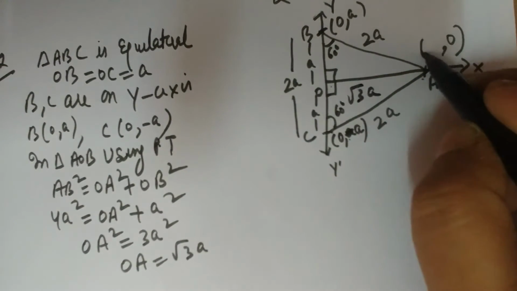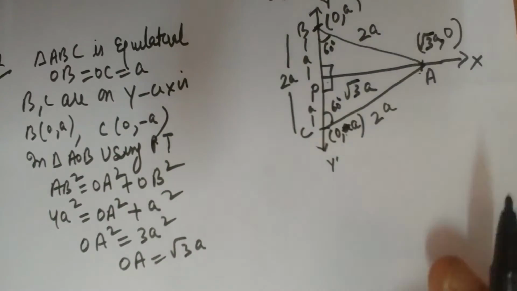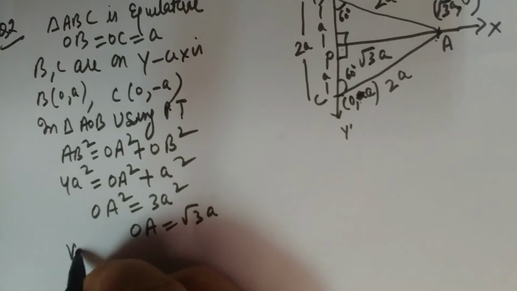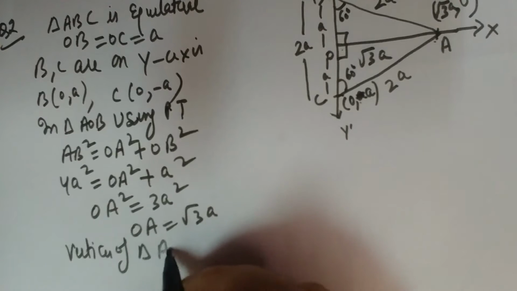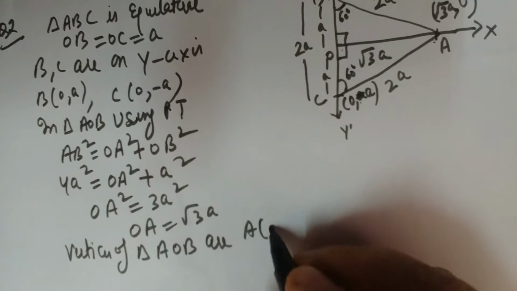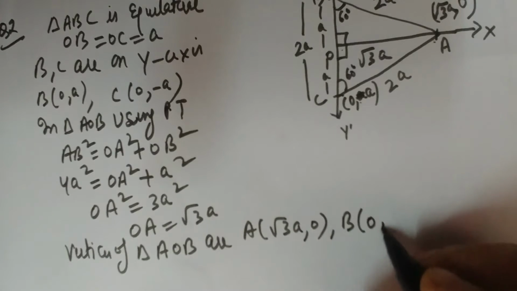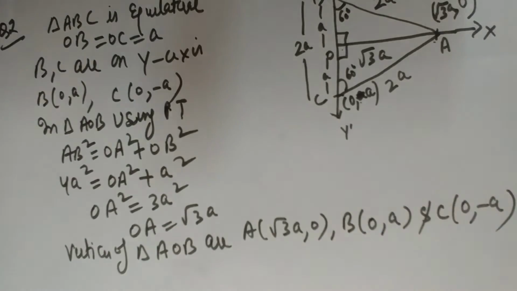So what will be my x coordinate? It will be root 3A. So I think I found all the coordinates now. So my vertices of triangle AOB, they are A coordinate root 3A comma 0, B coordinate 0, A, and C coordinate as 0, minus A.